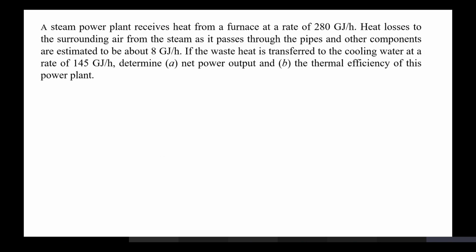The first example, or the problem, is of a steam power plant. It receives heat from a furnace at a rate of 280 gigajoules per hour. Heat losses to the surrounding air from the steam as it passes through the pipes and other components are estimated to be 8 gigajoules per hour. Furthermore, if the waste heat is transferred to the cooling water at a rate of 145 gigajoules per hour, you have to determine the net power output and the thermal efficiency of this power plant.